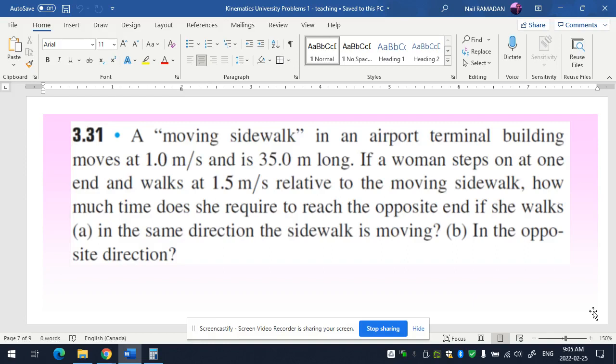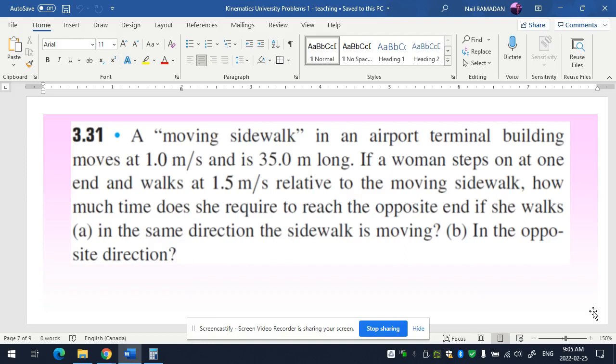Obviously, if you are on the moving sidewalk, do you see it move? No, because technically you're moving with it, right? So to you, it's moving at a speed of 0, which means it's not moving. But if you step outside, then you see it move. So it's moving at 1 meter per second.